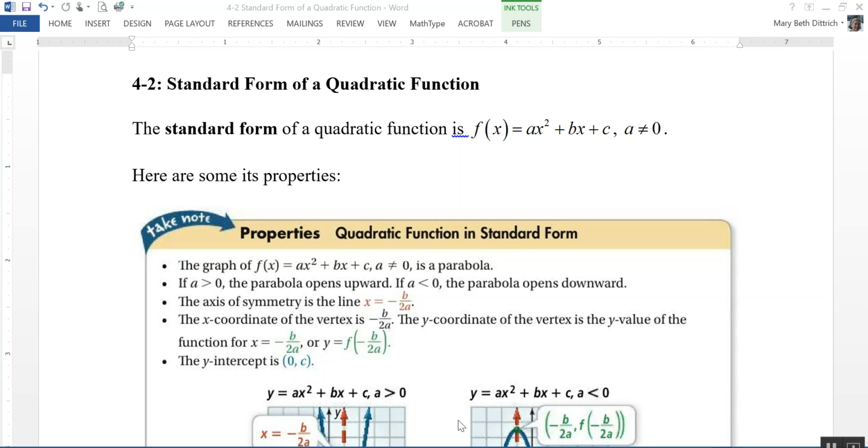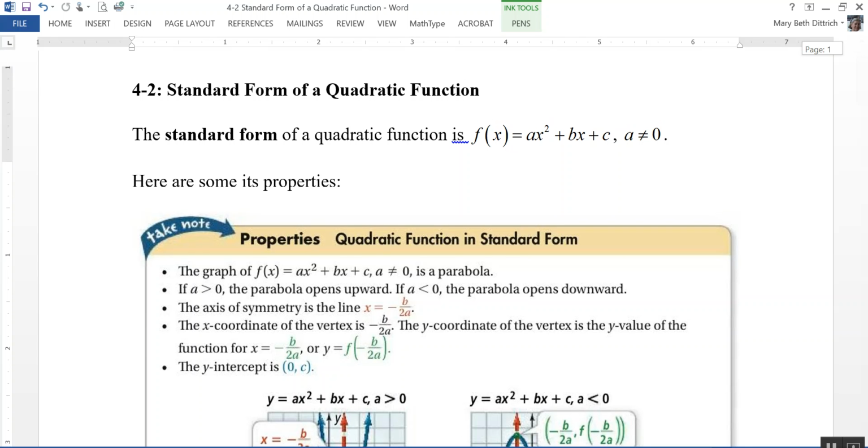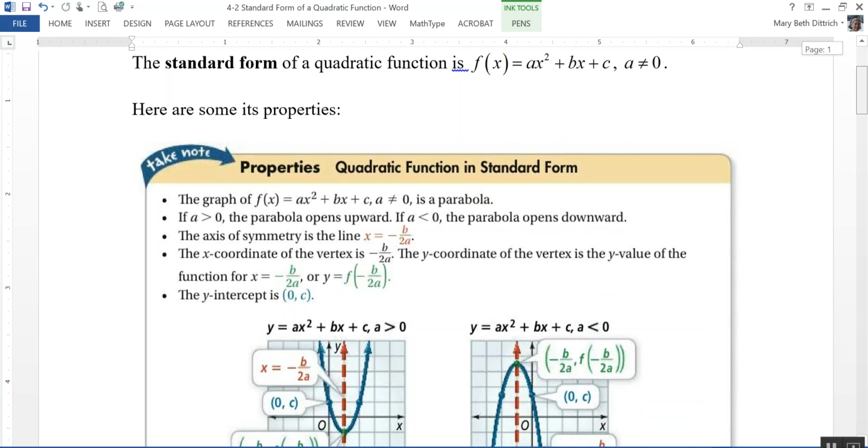Section 4.2 is on the standard form of a quadratic function. The standard form of a quadratic function is f of x equals ax squared plus bx plus c, where a is not equal to 0. Here are some of its properties, and some of this should look familiar from Algebra 1.